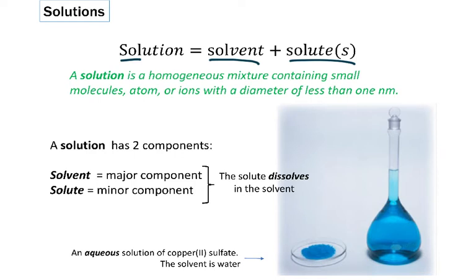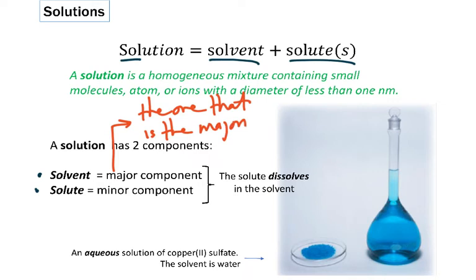And so the solvent is what we would call the major component. Okay, so we have typically two components, but it can be more. There can be multiple solutes, but the solvent is the major component. The solute is the minor component. Now, what does that mean? That means the major component is the one that you have the most of. Okay, so then solute would be the one you have the least of.